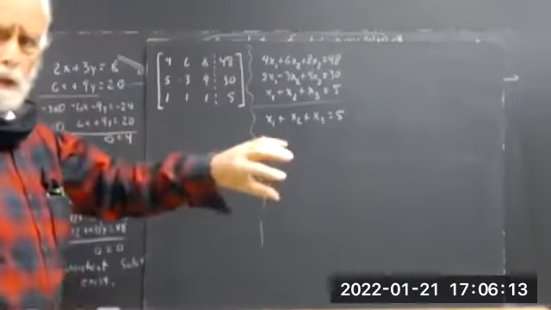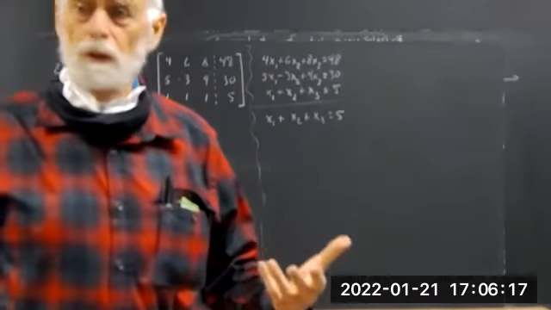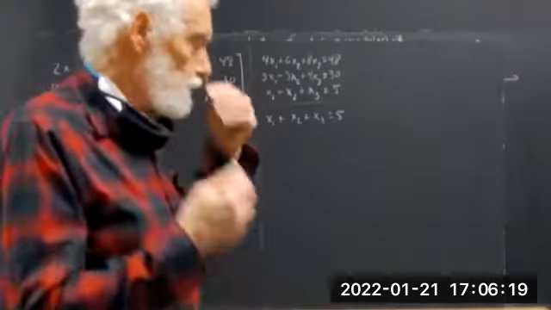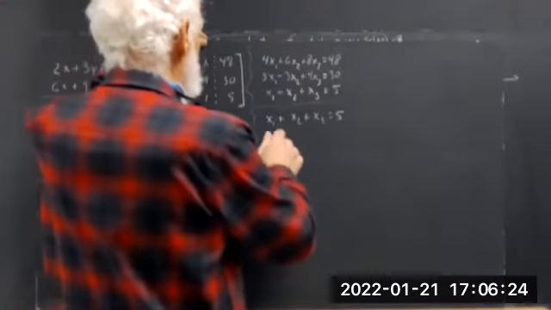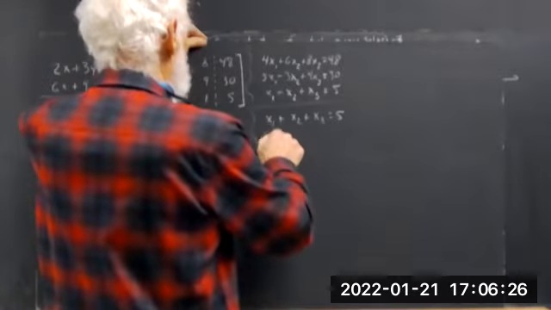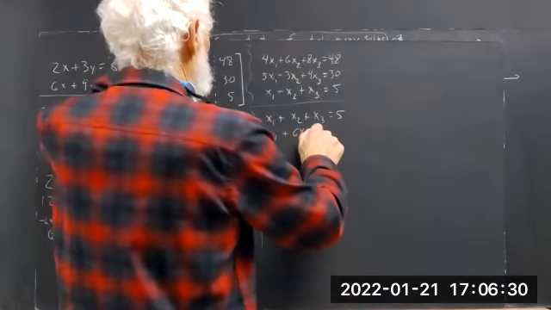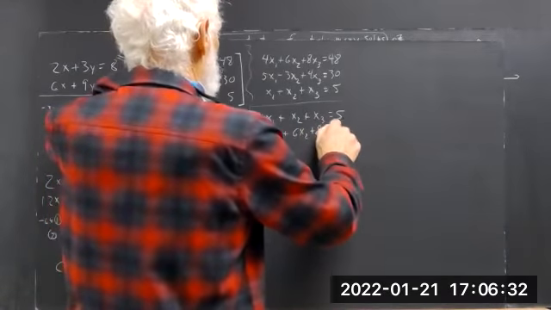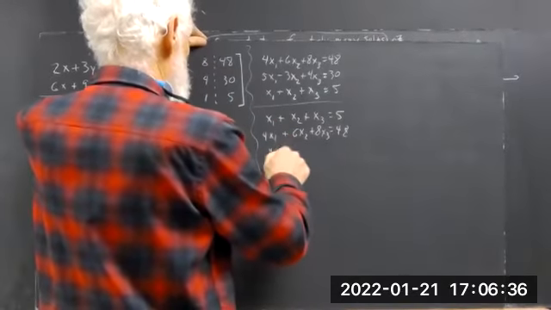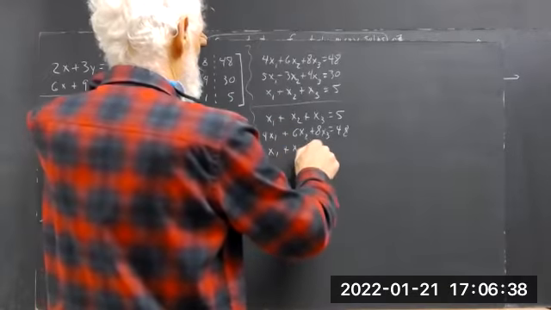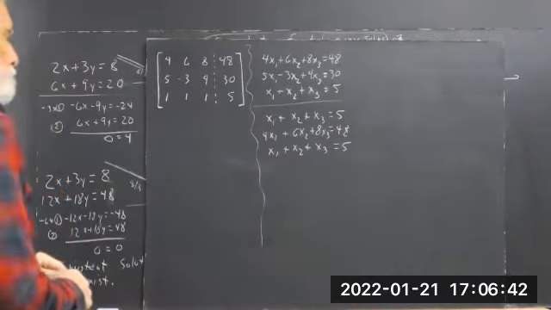And of course, changing the order of the equations isn't going to do a thing to the solution. Okay, solution is going to be the same no matter what order the equations are in. Okay, then I'll put my 4x1 plus 6x2 plus 8x3 equals 48 as my second equation. And my x1 plus x2 plus x3 equals 5 as my third equation.